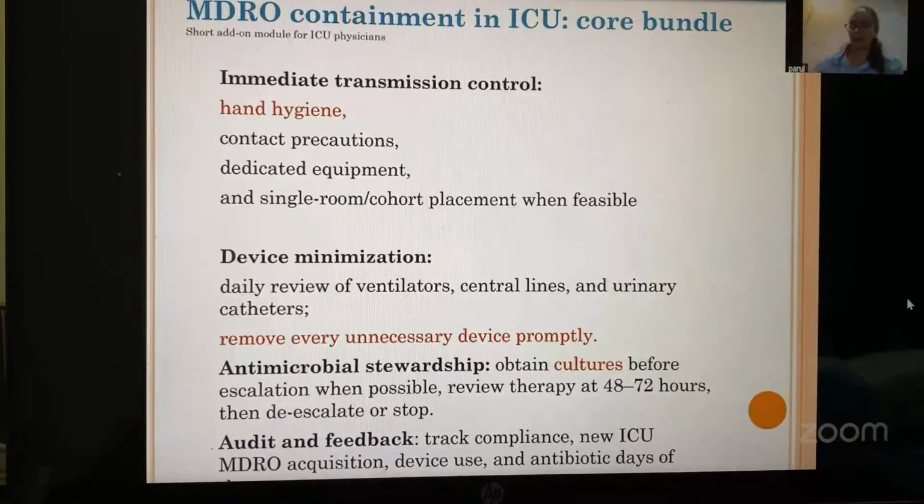Antibiotics should be given in appropriate setting and should be de-escalated as soon as possible.